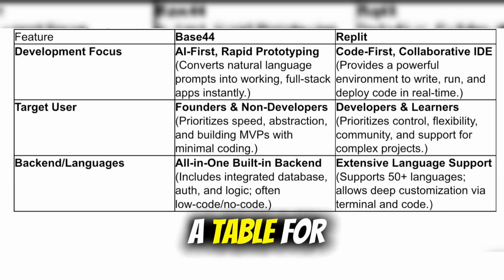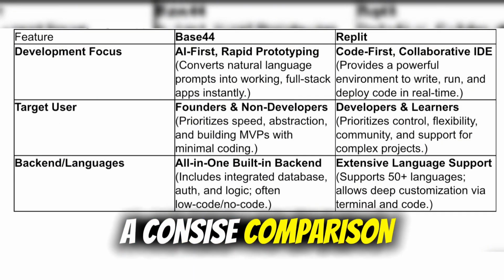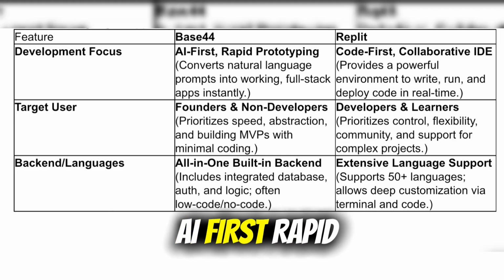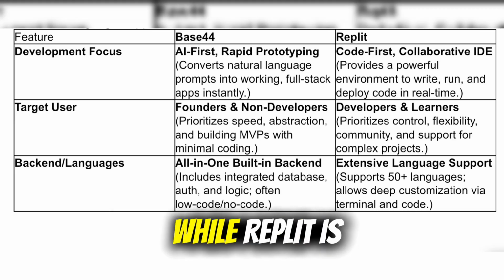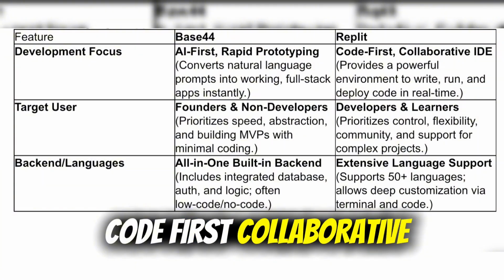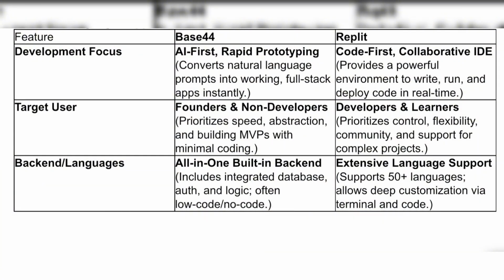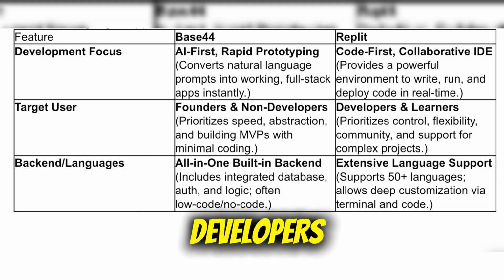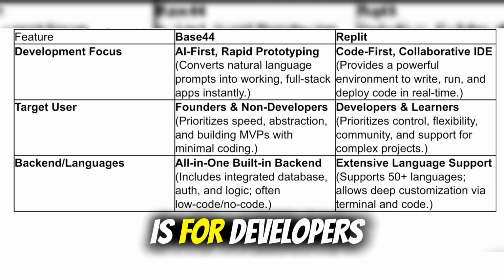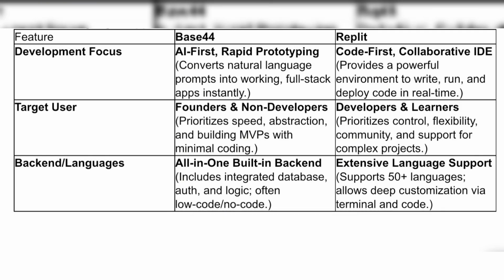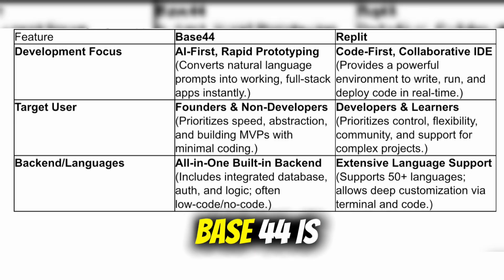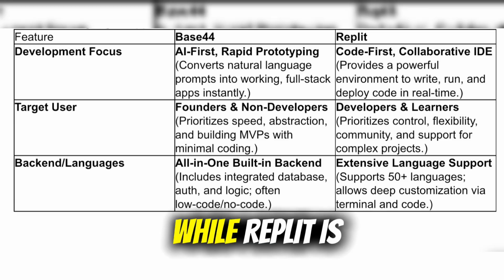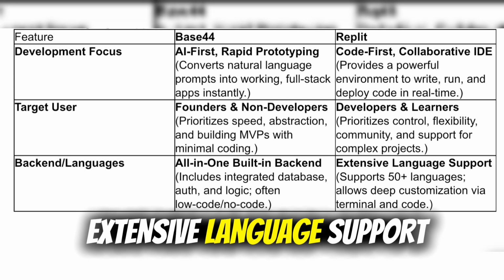Now here's a table for our concise comparison. For development focus, Base44 is AI-first rapid prototyping, while Replit is a code-first collaborative IDE. For target users, Base44 is for founders and non-developers, and Replit is for developers and learners. For backend languages, Base44 is an all-in-one built-in backend, while Replit has extensive language support.